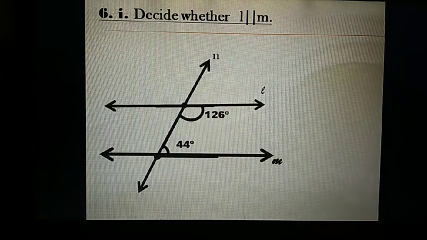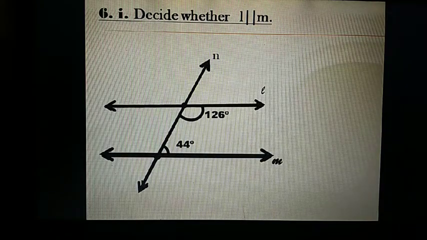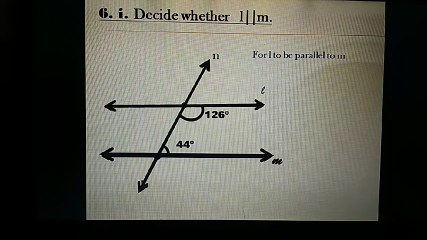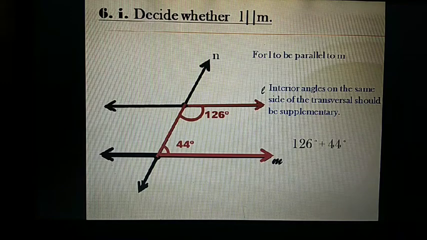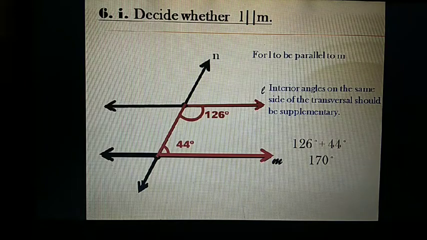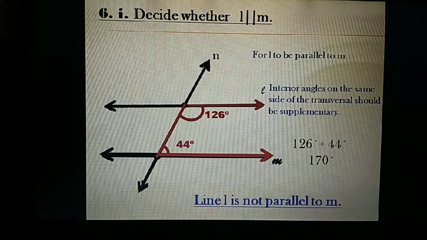Again, we will go for the third property. Here we can see the interior angles on the same side are given to you. We will simply add these two to find out whether the lines are parallel or not, as per the third condition. When you add these two angles on the same side of the transversal, what will you have? The answer is 170 degree. So say no. The line L is not parallel to M as they are not supplementary.